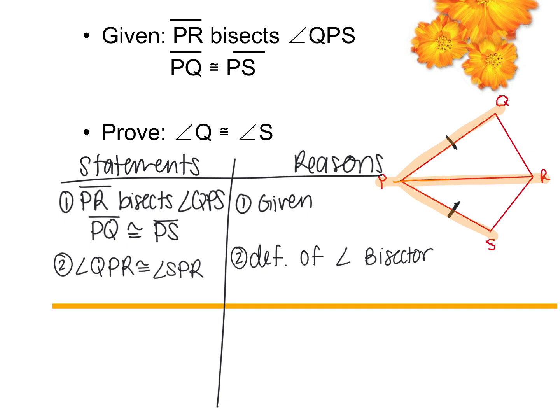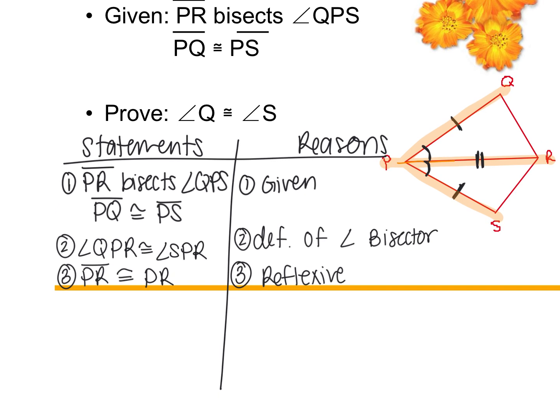Okay, so now I'm going to go ahead and draw that. This angle is congruent to this angle. Is there anything else that I can see is congruent here? Yeah. PR is congruent to itself. Good. PR is congruent to PR, or PR is congruent to RP, however you want to write it. I'll do PR is congruent to PR. How do I know? Reflexive property. Good.